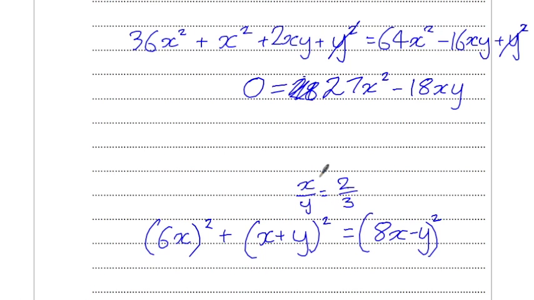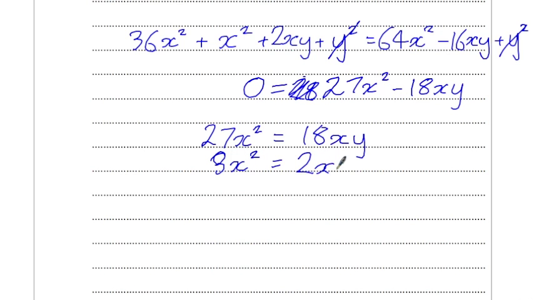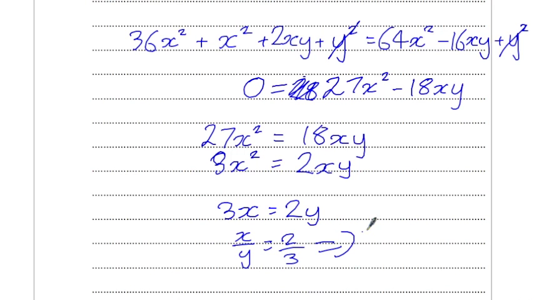We want to show that kind of x over y equals 2 over 3, or there or thereabouts. So let's move the 18xy back over. So we'll have 27x squared equals 18xy. Now, we can cancel down 27 and 18, so we divide them both by 3, or even by 9, we get 3x squared equals 2xy. Then if we divide by x, we get 3x equals 2y, which if we rearrange that, we can say x over y equals 2 over 3. Therefore, x to y equals 2 to 3.